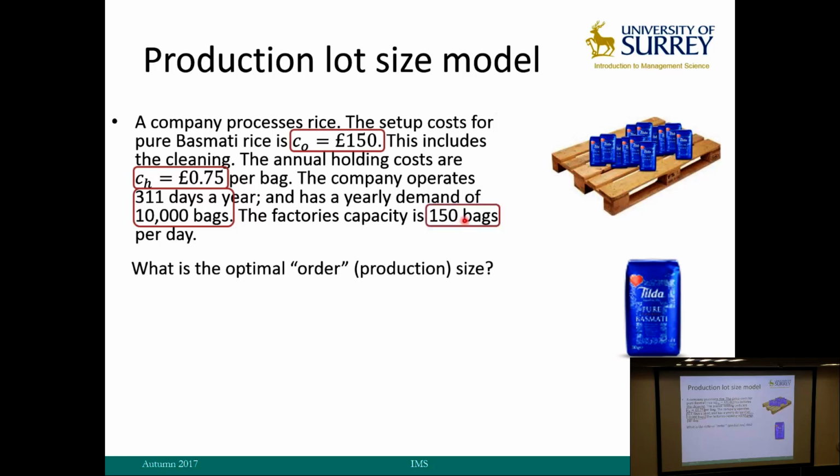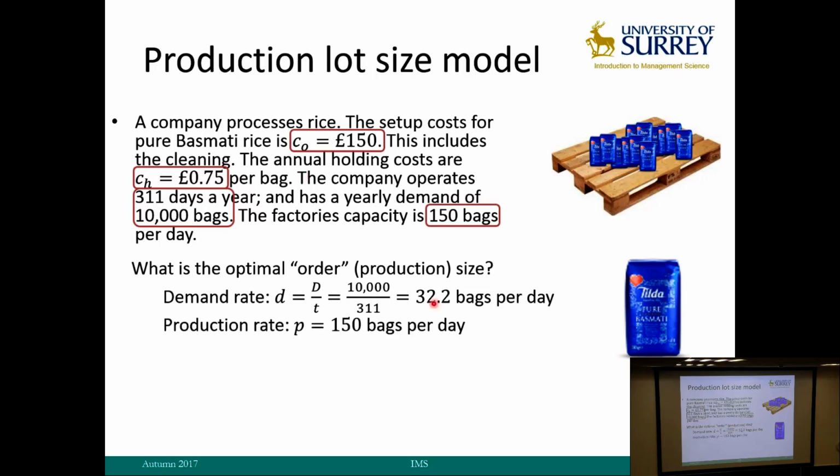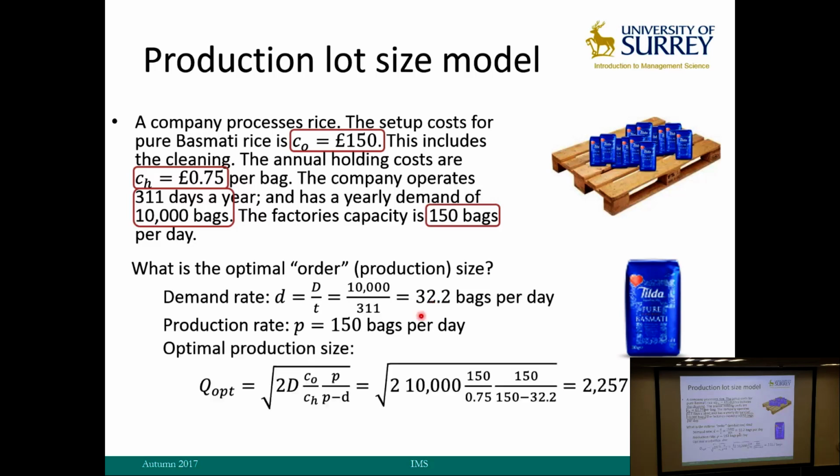Okay, so we know several things about how to find the optimal one. First of all, we need to know how many bags we need to meet demand every day. This is the total demand divided by the days. So this is what we need to supply the customer every day. And the production rate, we know, is 150 per day. Apparently we can accumulate some inventory, because P is much higher than D. So we can immediately use this equation.